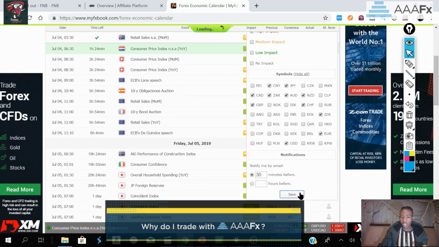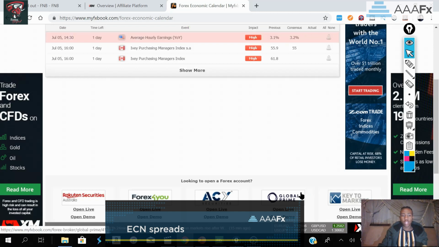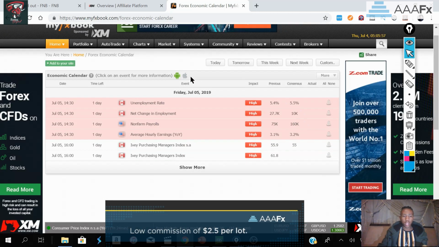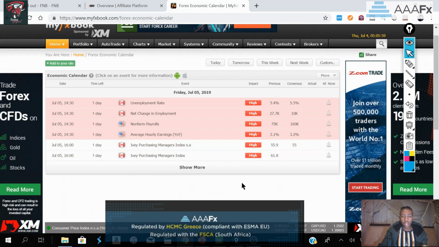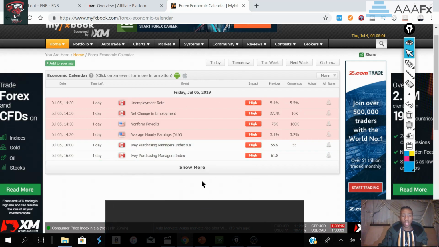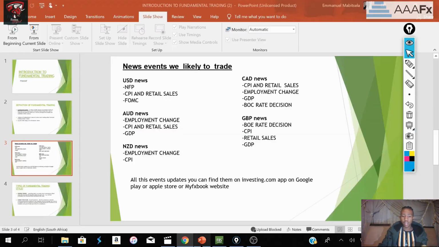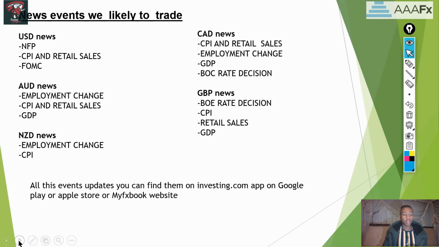Now you scroll down and save. And as you save, you only see what is so-called high impact news. As you can see here, now we have a cleaner view of your news impact, and then you're able to trade your news easily, and you can plan your trades as a fundamental trader. So let's go back to our PDF. Now let's go to the next slide.